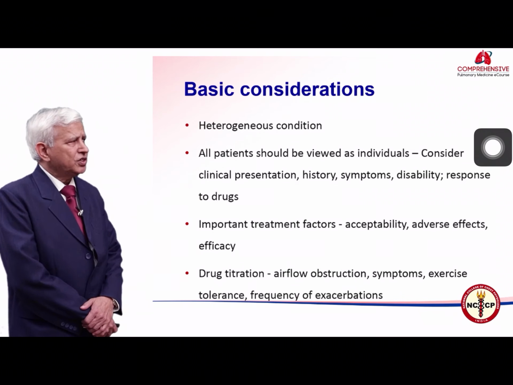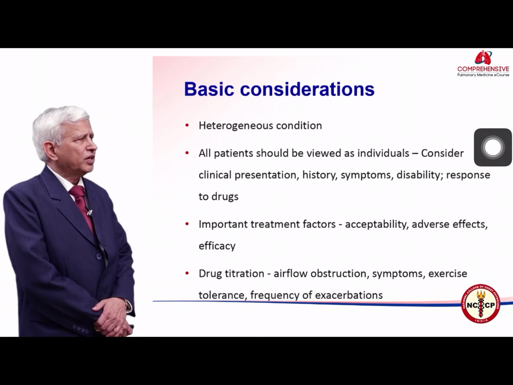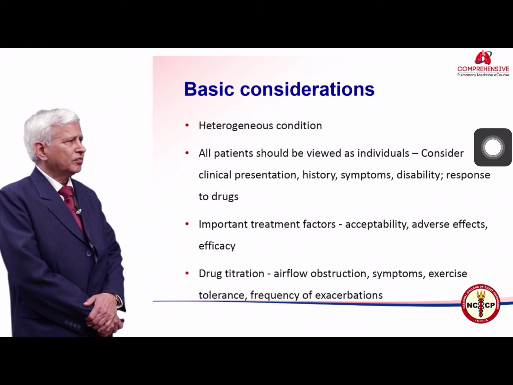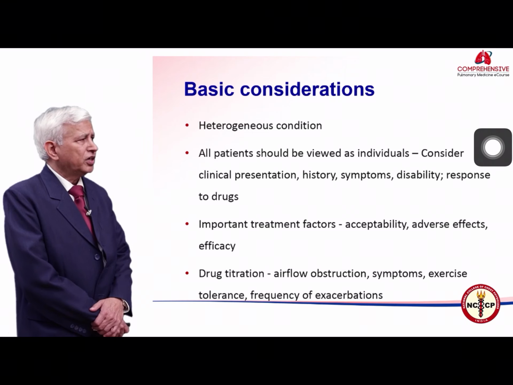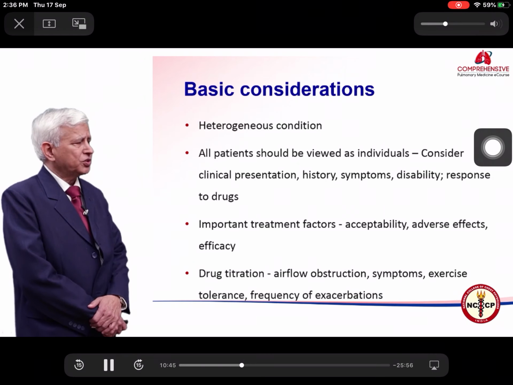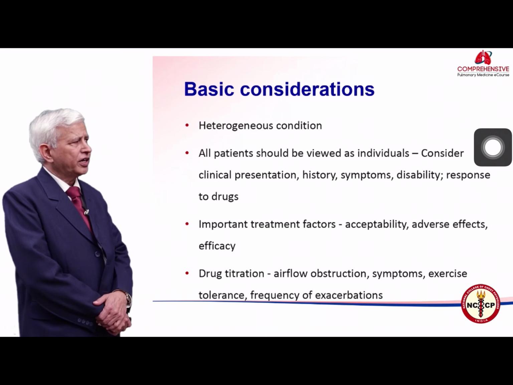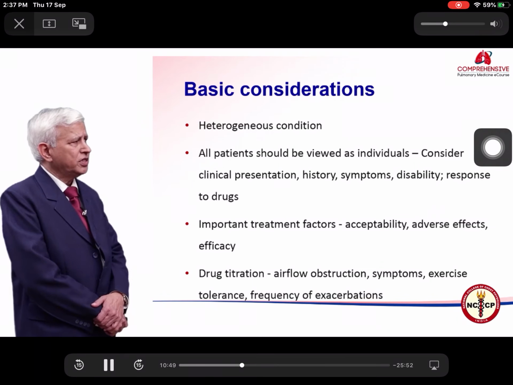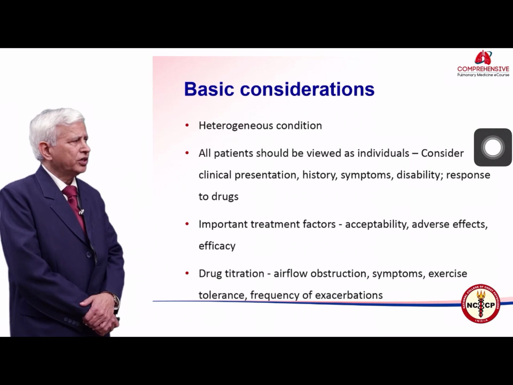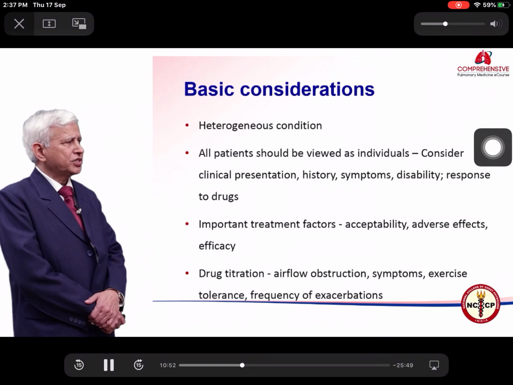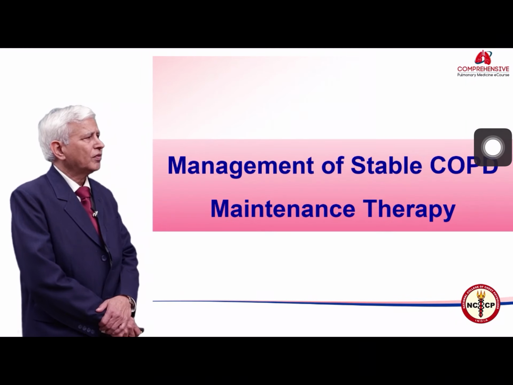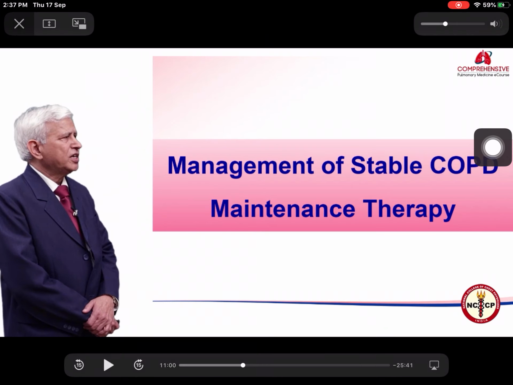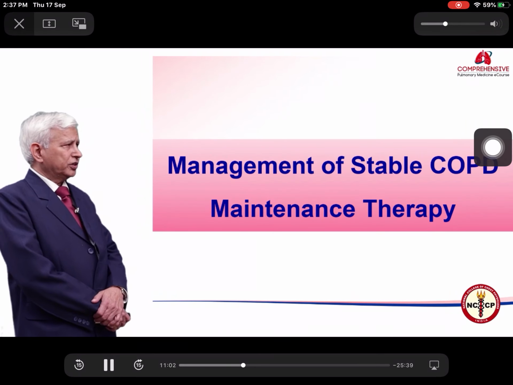The basic considerations while deciding treatment are that it is a heterogeneous condition, you see. So all patients should be viewed as individuals. Consider the clinical presentation, history, symptoms, disability, response to drugs, and other factors. So patients in different categories, B, C, D, and with the presence of different complications or comorbidities need to be treated differently, you see. Stable COPD, I suppose, is one of the important issues.